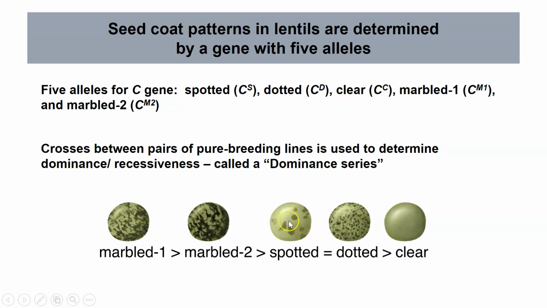If you make a heterozygote with the spotted and the dotted alleles, this is what we talked about last time, you see codominance. You see both the spotted and the dotted phenotype produced. So the equal sign here is indicating these are codominant. And finally, if you make a heterozygote with a clear allele in any of the 4 alleles, the clear allele is recessive to all 4. So that's what a dominant series is, indicating which alleles are dominant and recessive with respect to the others.